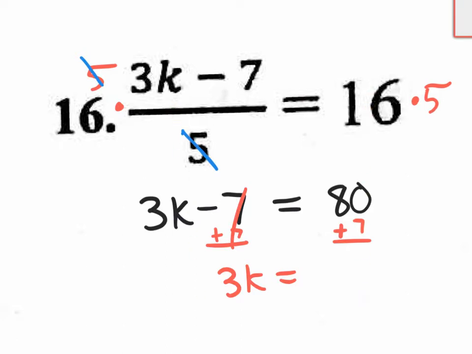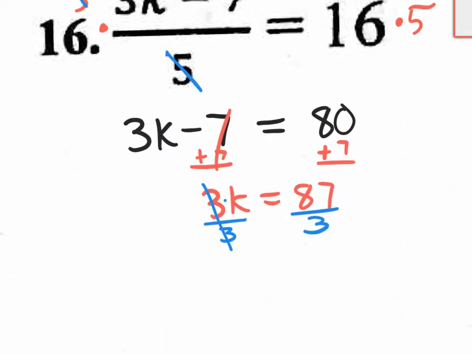80 plus 7 is 87. And our final step would be to divide by 3. Divide by 3. So we end up with k all by itself on the left side equaling 29. And of course, get a calculator. 87 divided by 3, hit equals, it'll say 29.